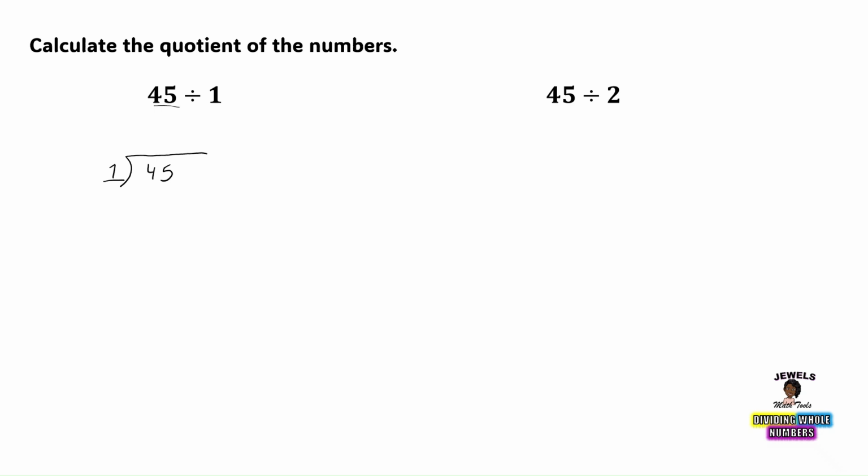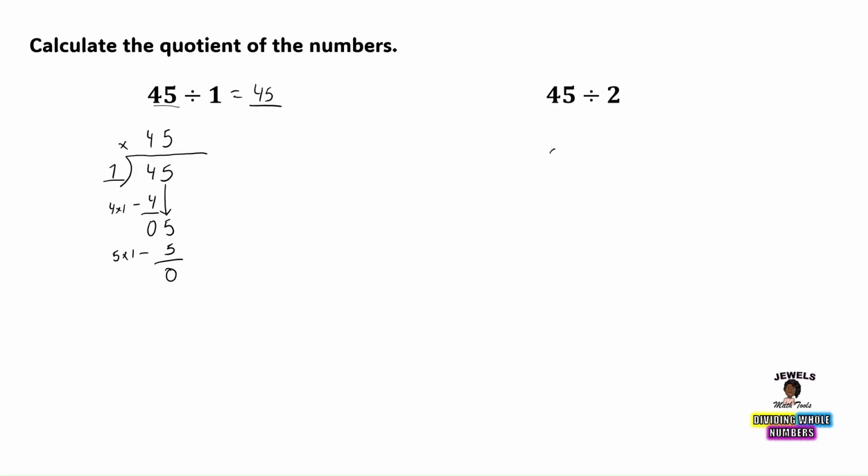So 1 divides into 4 four times. I'm going to be multiplying 4 times 1, which will equal 4. 4 minus 4 will give me a difference of 0. I will now bring down my 5 and divide my 1 into 5, which will be 5. 5 times 1 is equal to 5, and 5 minus 5 is equal to 0. So the quotient for my question when I divide 45 by 1 is equal to 45.